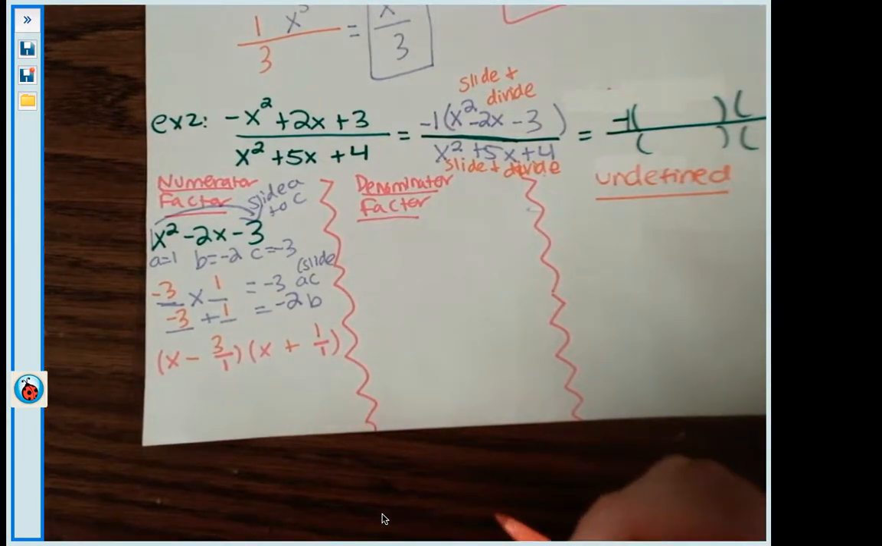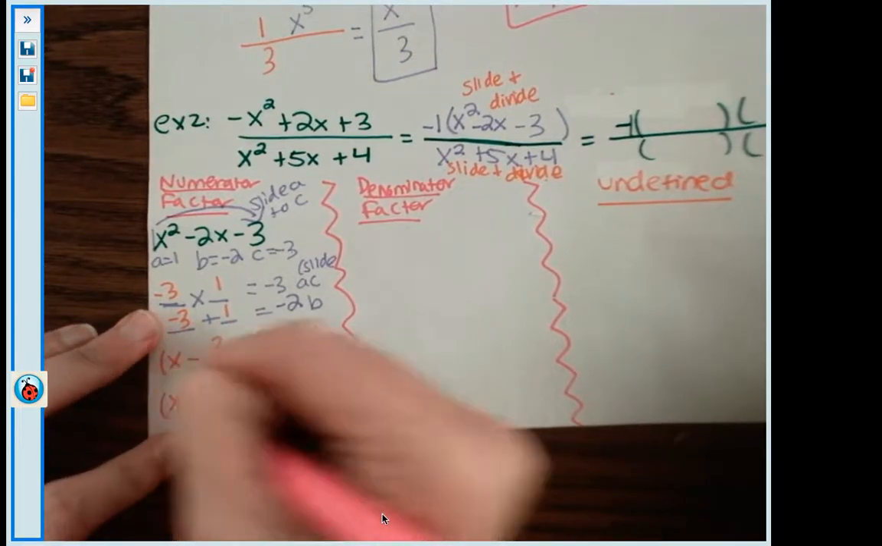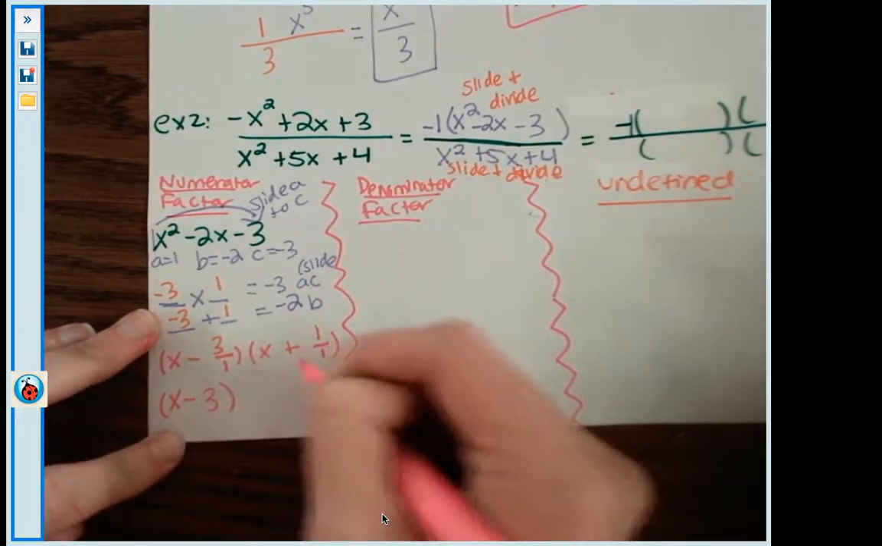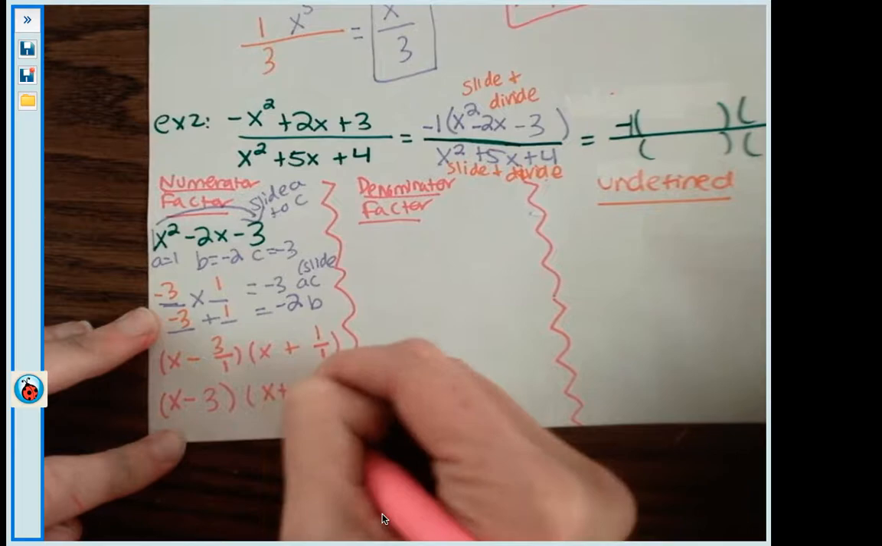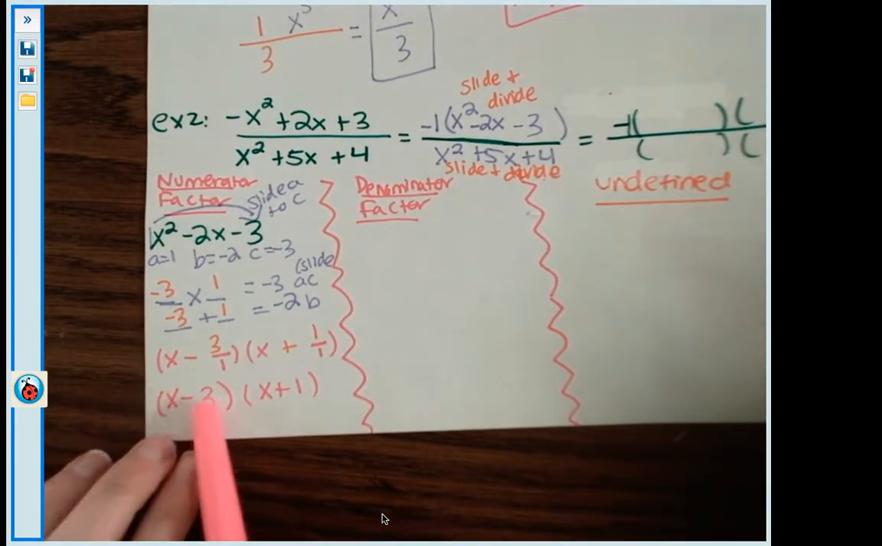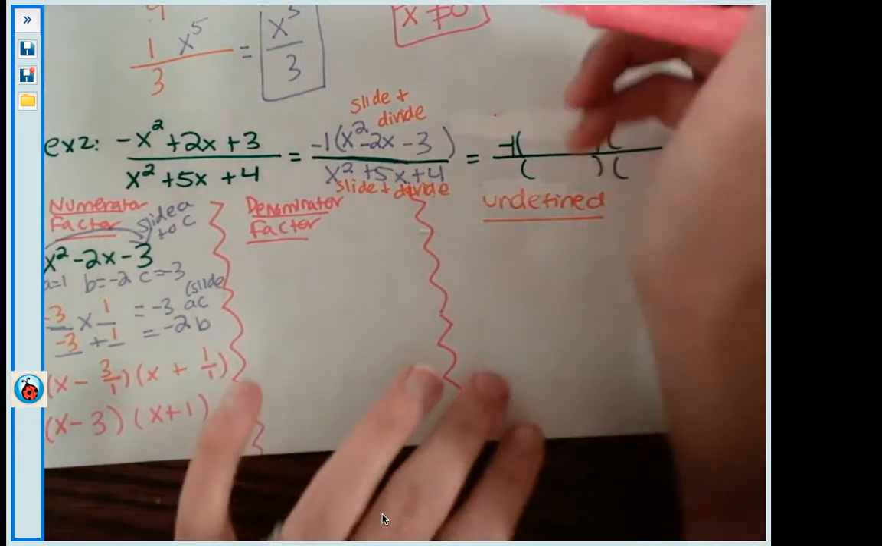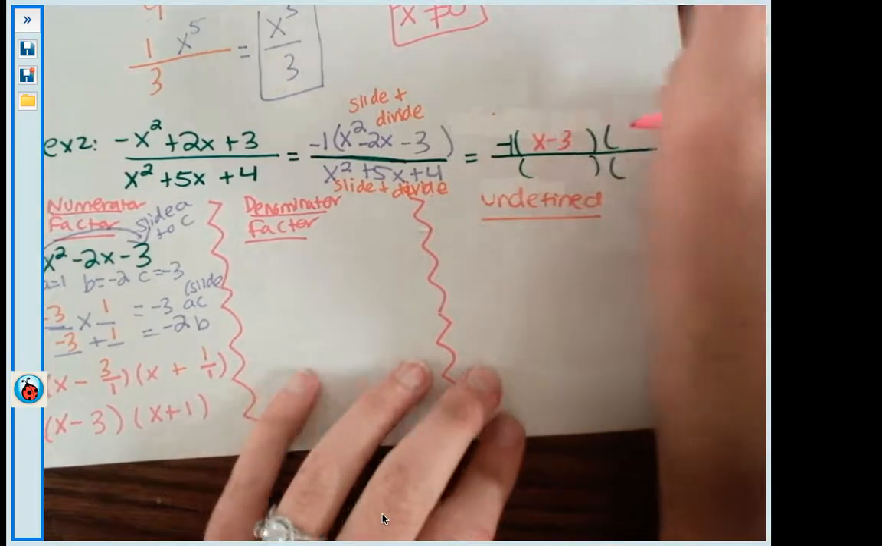Alright guys, and the last step is to simplify. So this is going to be x minus 3 divided by 1 is 3, and 1 divided by 1 is 1. So my numerator is going to be x minus 3 and x plus 1. So I'm just going to slide these factors over there. So we have x minus 3 and x plus 1.